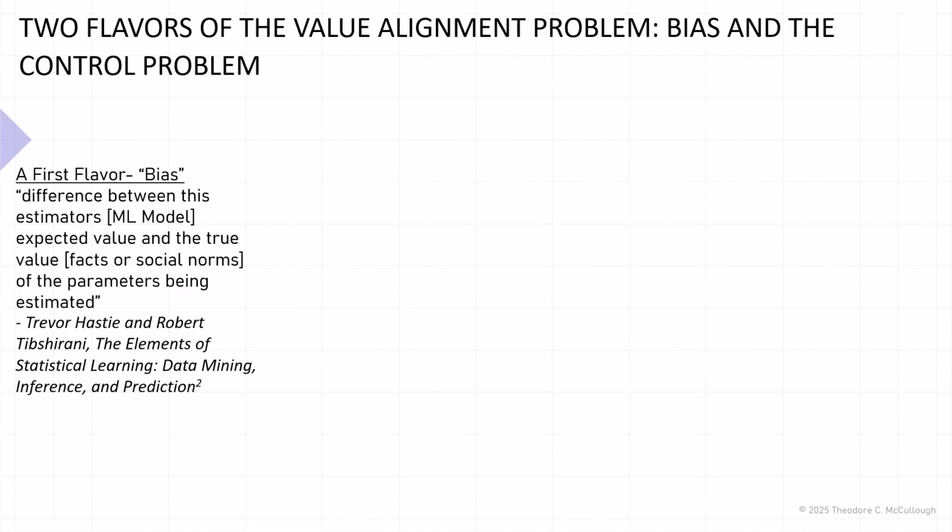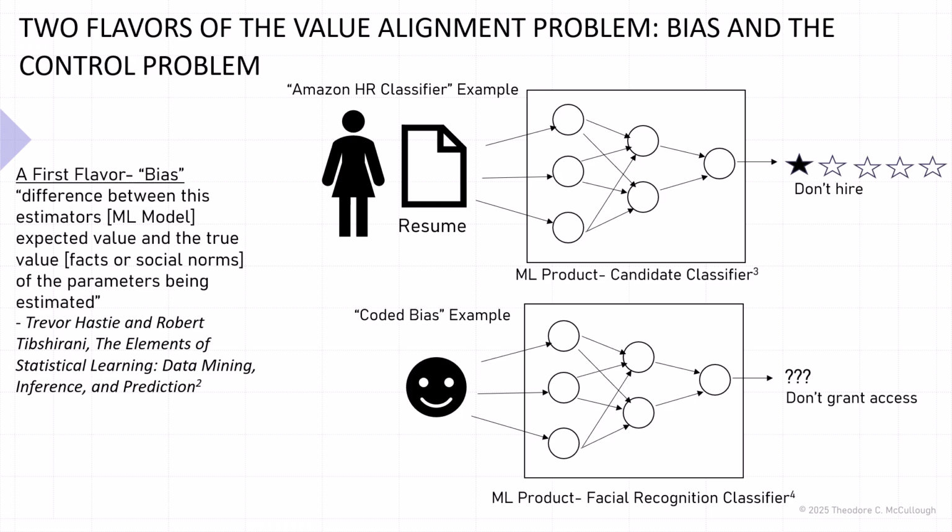A first flavor of the value alignment problem is that of bias. Bias as a technical matter can be described as the difference between an estimator, that is a machine learning model's expected value, and the true values in the form of facts or social norms of the parameters being estimated. Two canonical examples of bias are the following.